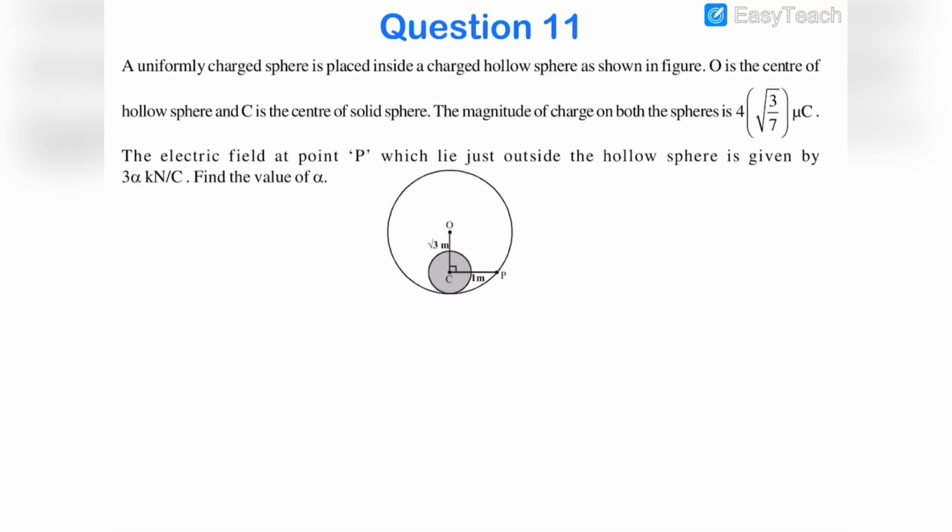In this question you can see that there is a uniformly charged sphere. It is placed inside a hollow sphere which is also uniformly charged. The charge on both of them is q, and we have to find out the value of electric field at this point P, which is just outside the hollow sphere.